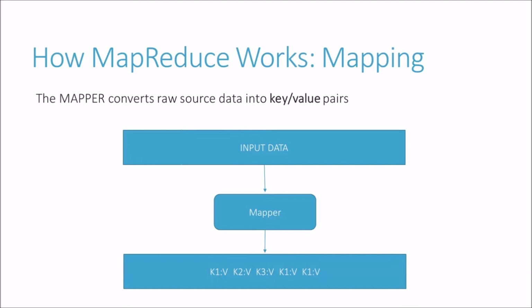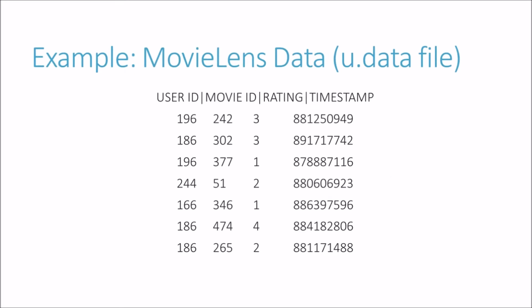So that's what the mapper does at a high level. It just parses your source data and extracts key value pairs out of it for the information that you care about in your analysis. So let's make it a little bit more concrete. Let's look at some real data here. So the u.data file in the MovieLens dataset represents movie ratings data, like we said, and it will look something like this if you were to open it up in WordPad or a text editor of some sort.